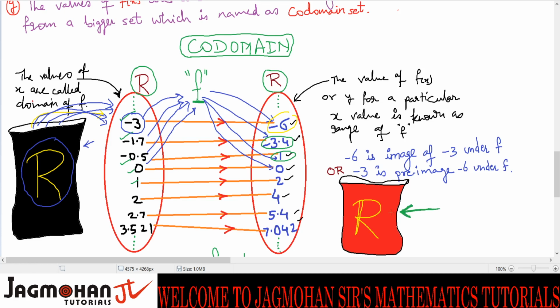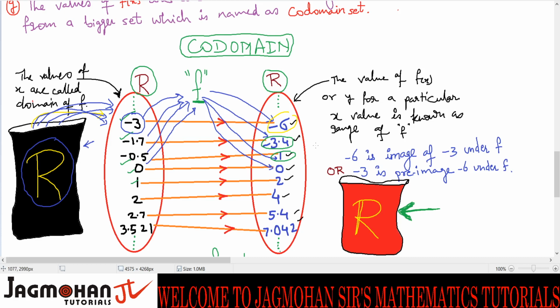Codomain set is the bigger set. It is the bigger set from where the range set numbers are coming. The range set of a function is always a subset of this bigger set, that is, the codomain set.